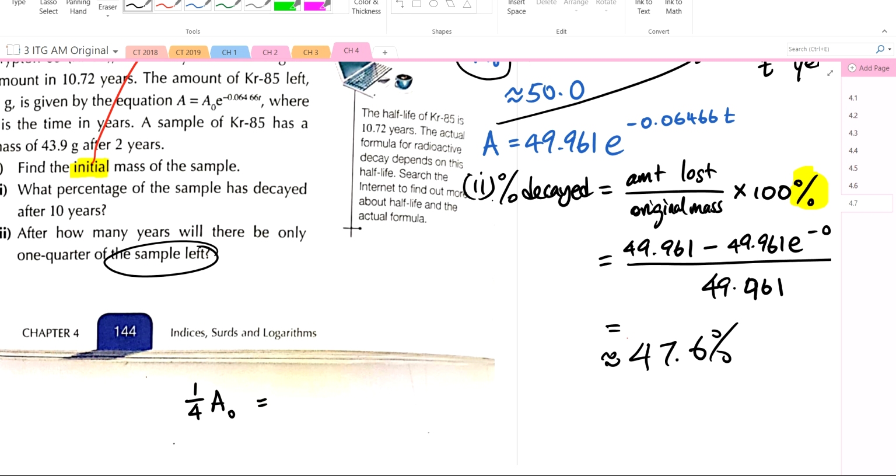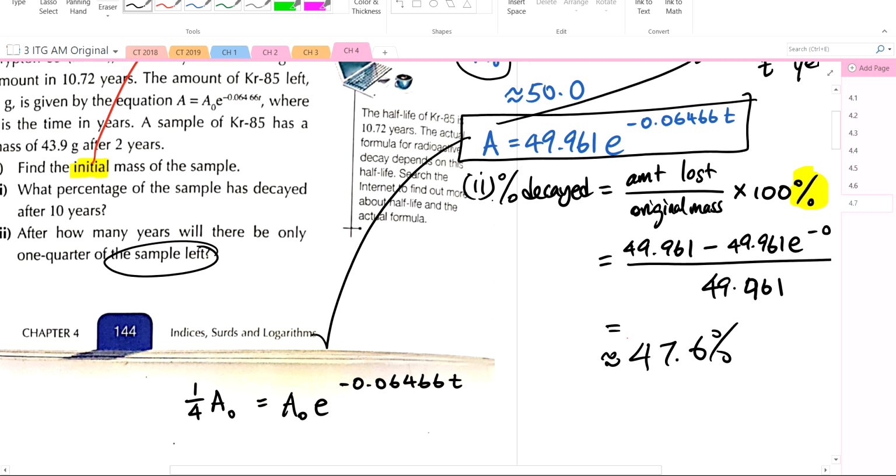Now left, 1/4 of A naught must be equal to A naught times e to the power of negative 0.06466 t. I choose to use A naught because I know I'll cancel off. I don't want to write down so many decimals. Right? This is from the equation for part 3. The original amount is now reduced to just 1/4 left. This is the final mass.